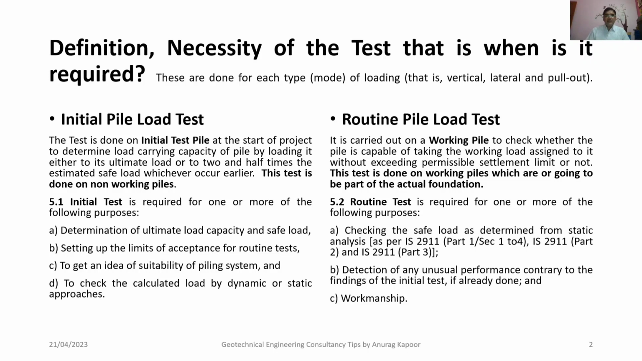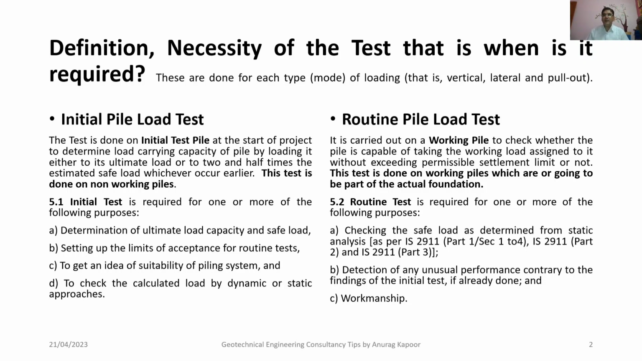Now, as per clause 5.1 of this code, the initial test is required for one or more of the following purposes: determination of ultimate load capacity and safe load of the pile, setting up the limits of acceptance for routine tests, getting an idea of the suitability of the piling system for that particular site, and checking the calculated load by dynamic or static approaches, that is, whether the design load of the pile that we have fixed on a calculation basis has been successfully tested, whether the pile has passed or not.